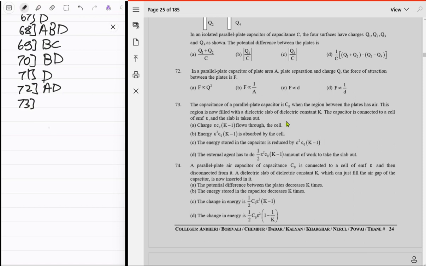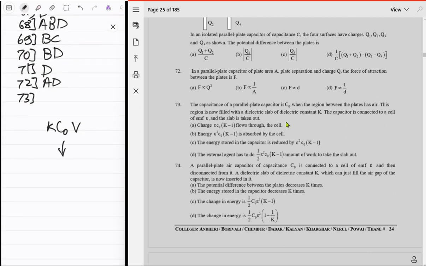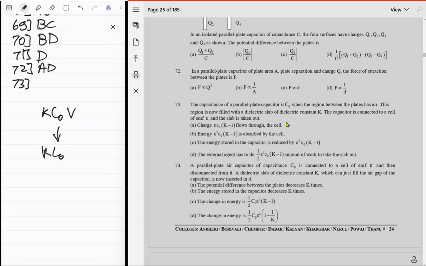Okay, so K C naught V was the initial charge. Now it is just K C naught. So the charge that flowed is K C naught times, sorry, this won't have K, it is C naught V. So (K minus 1) C naught V is the charge that flew through the cell, right? So this charge flows through the cell.